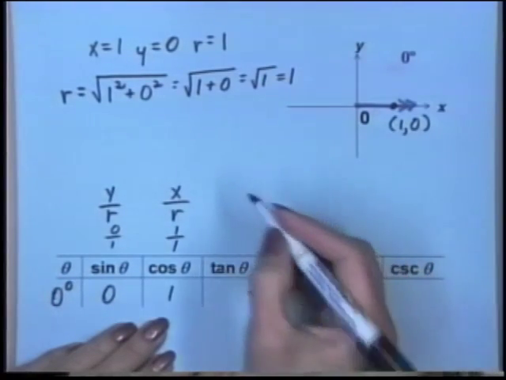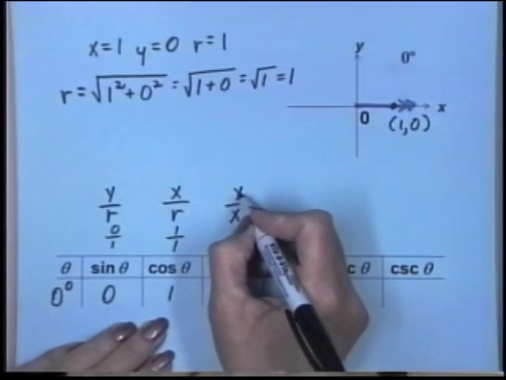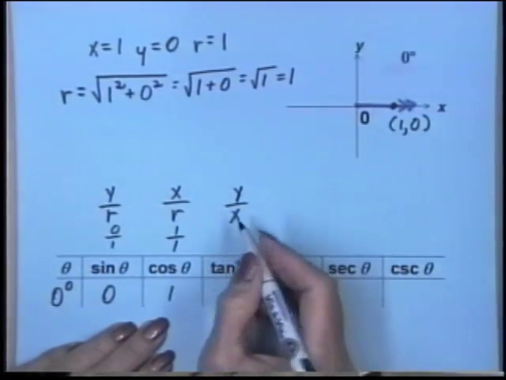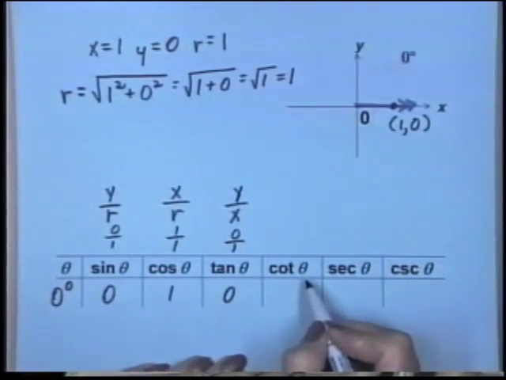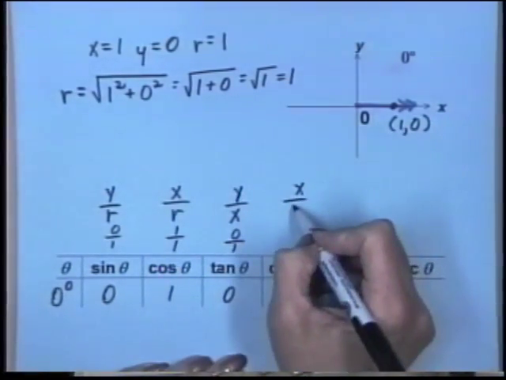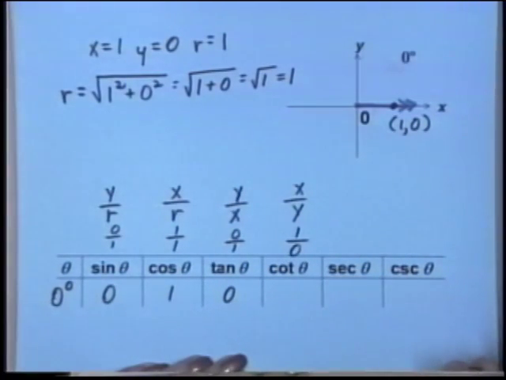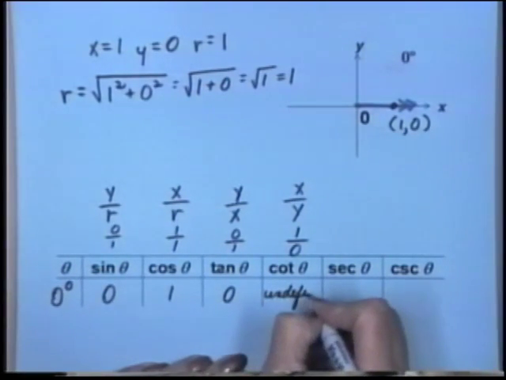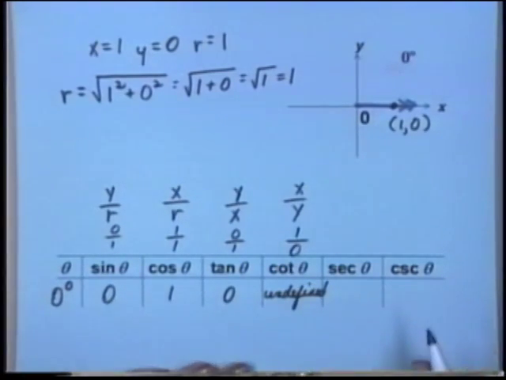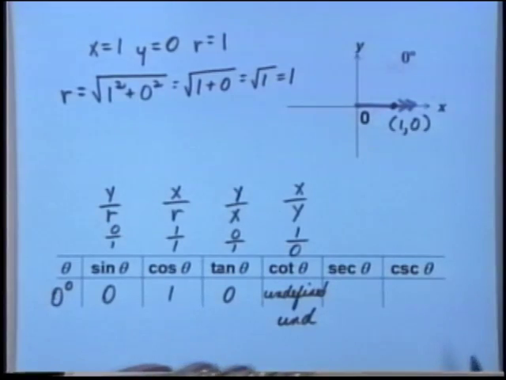For the tangent, y divided by x would be 0 divided by 1, which is 0. For your cotangent, x divided by y would be 1 divided by 0. And what's 1 divided by 0? It's undefined, isn't it? We don't know what it equals. So we write undefined, and we will abbreviate that as UND.